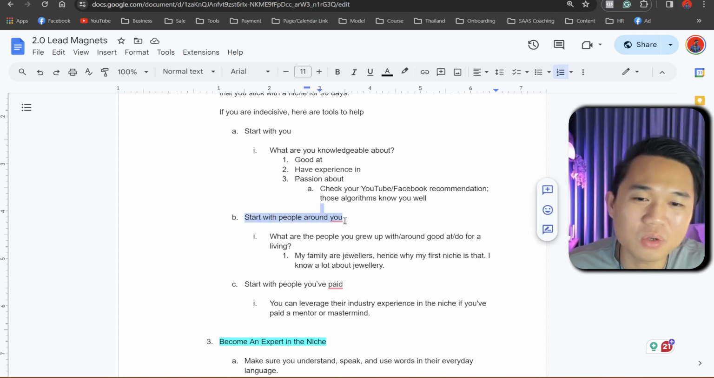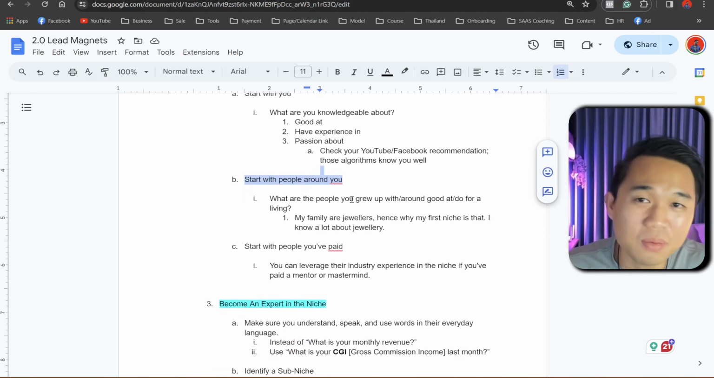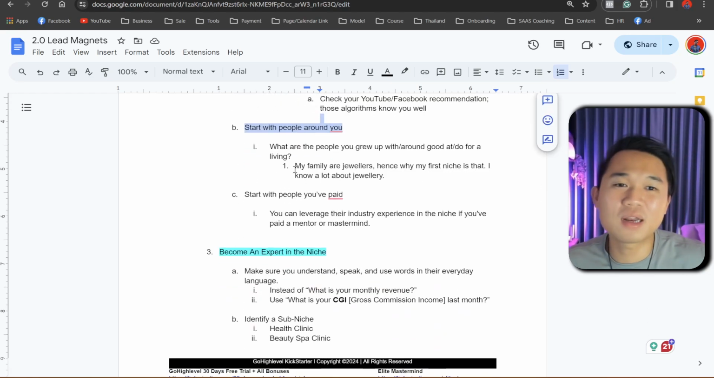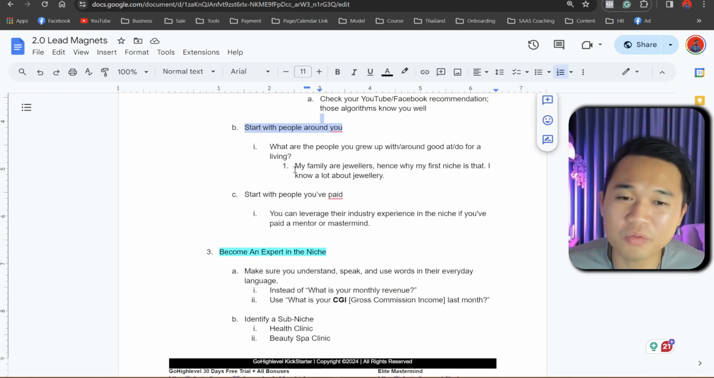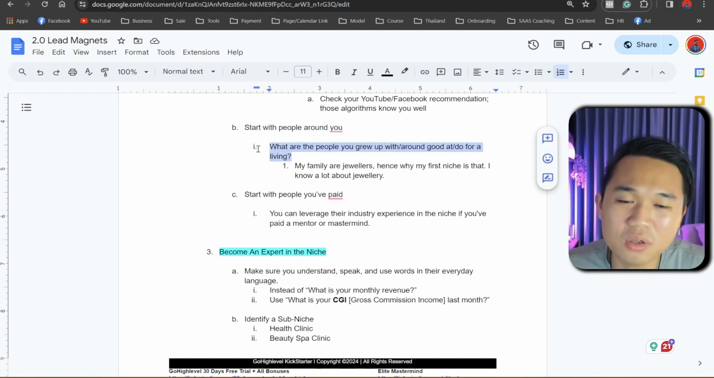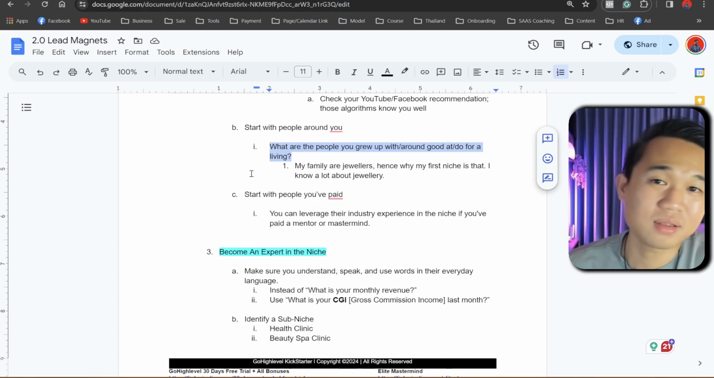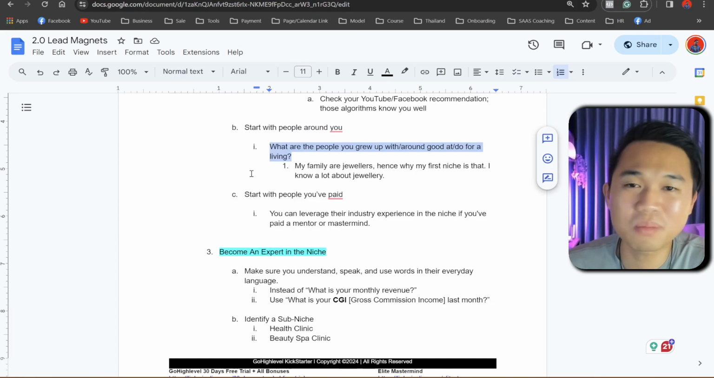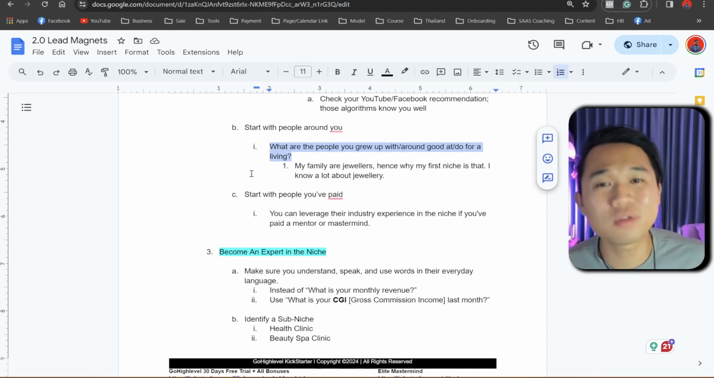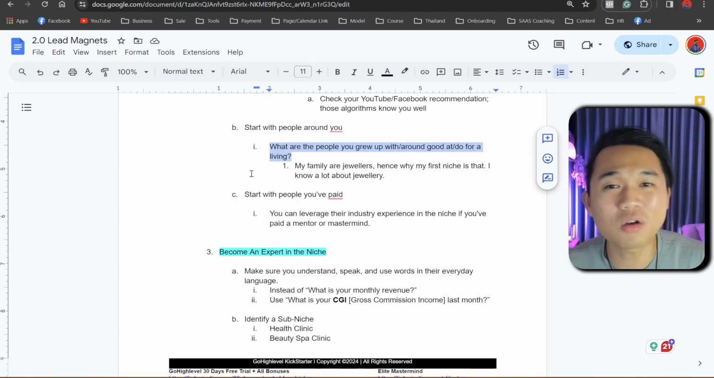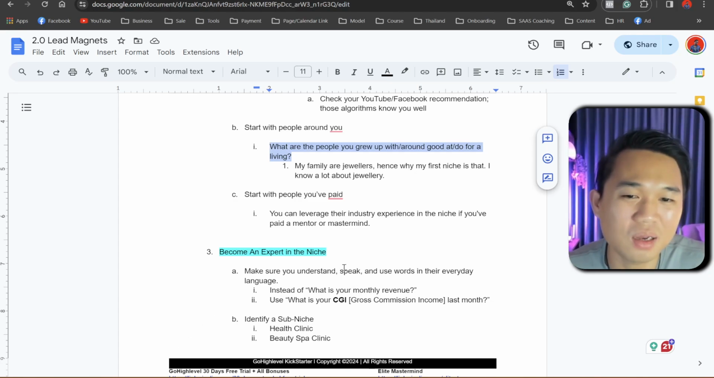Start with the people around you. If you feel like you don't want to start with yourself, you can start with people around you, right? So you should start with mom, dad, uncle, brother, sister, even close friends, because those are people you spend your time with, and they're going to talk a lot about what they do. For example, I started off with jewelry because my family is all into jewelry, right? They're all jewelers. I know everything about jewelry and being a jeweler. And being a jeweler myself, it's very easy to talk to them and understand the language, right?